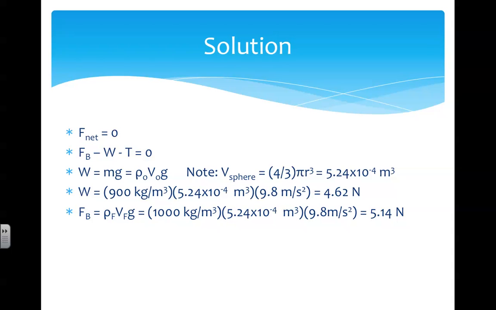Plugging weight and buoyant force back into our original equation and solving for tension, we find tension to be buoyant force minus weight, or 5.14 newtons minus 4.62 newtons, is equal to 0.52 newtons. So the tension in the string would be 0.52 newtons.